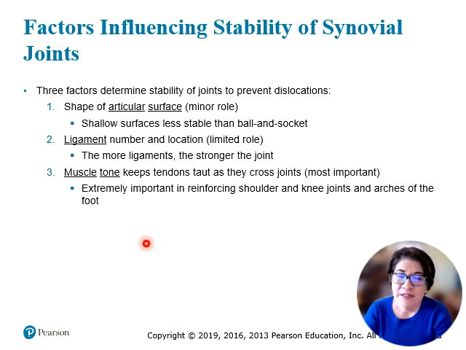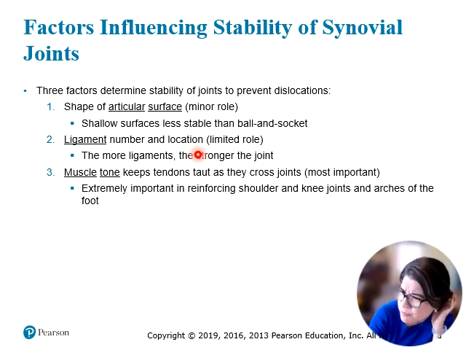Okay, so I said that there were 3 factors influencing the stability of synovial joints. The shape of the articular cartilage is important, like the shape of the ball and socket surfaces. So you've heard of those ball and socket joints. The ligament number and location. Ligaments kind of secure everything and keep everything in place.